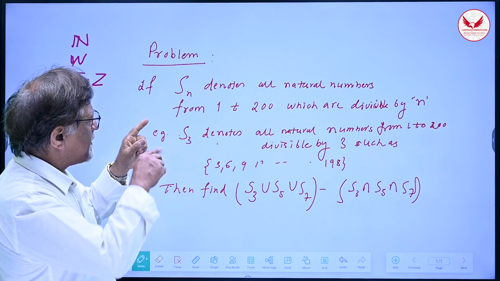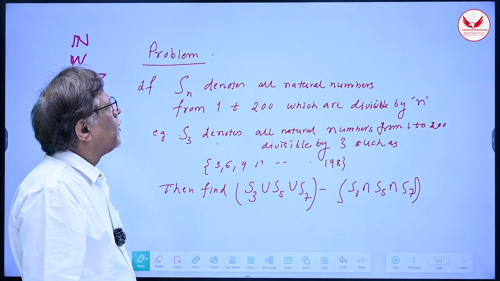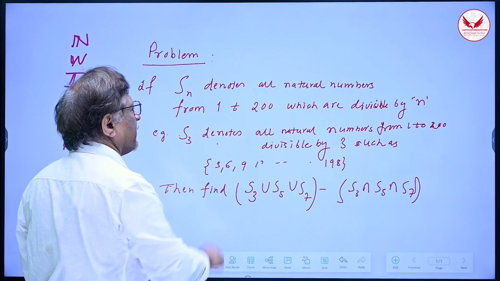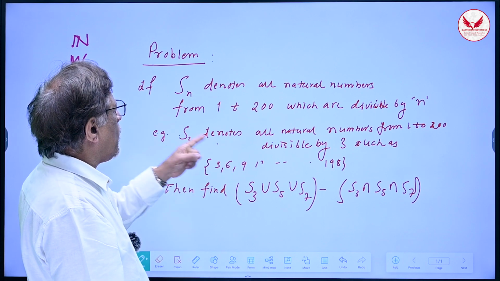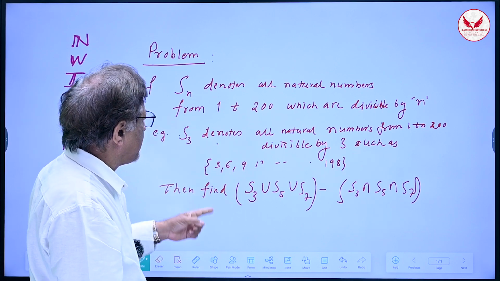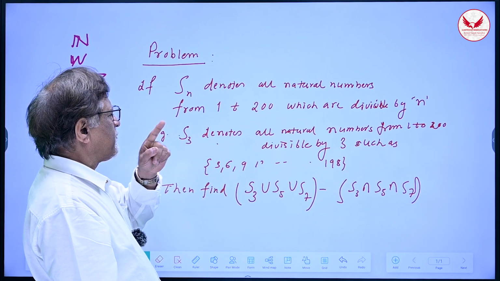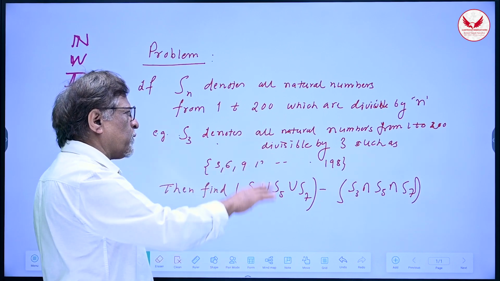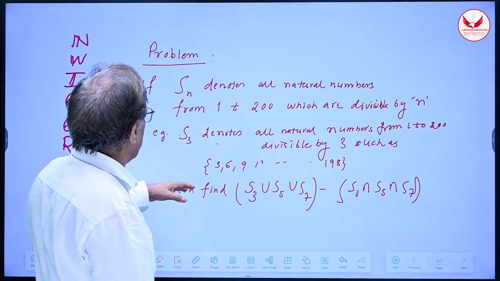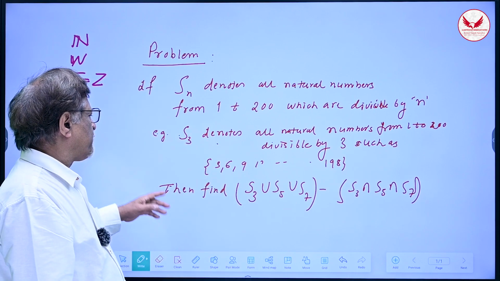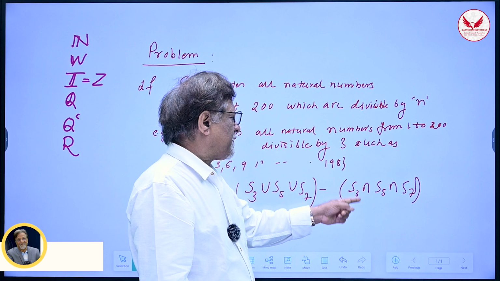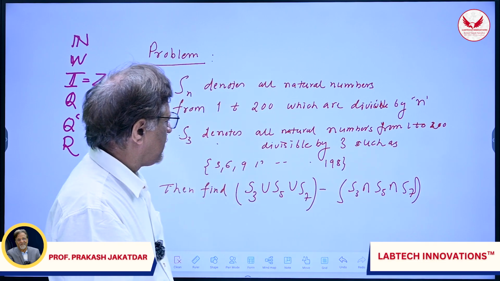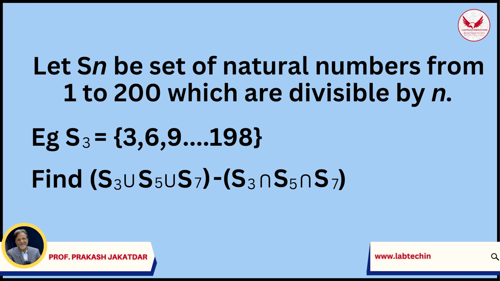If n is a suffix, Sn denotes all the natural numbers from 1 to 200 which are divisible by n. For example, S3 indicates all natural numbers from 1 to 200 divisible by 3, such as 3, 6, 9, and the last number divisible by 3 before 200 is 198. So that is the meaning of Sn. Now, the problem is to find S3 union S5 union S7 minus S3 intersection S5 intersection S7, right? So this is the problem.